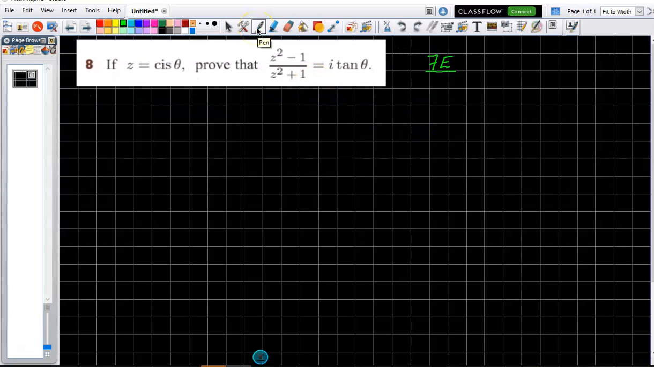Z equals cis theta. Prove that Z squared minus 1 over Z squared plus 1 equals i tan theta. So what are we going to do? The left-hand side. Z squared, we end up with cis theta squared take 1, and then it's going to be all over cis theta squared plus 1. So one hopes we've done that.